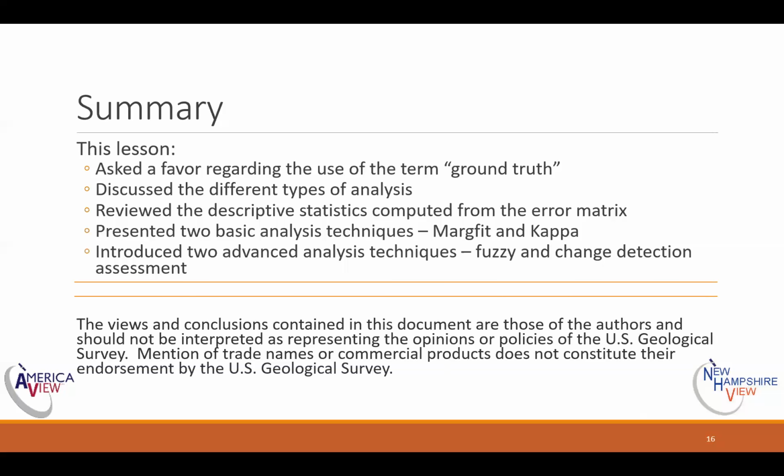We reviewed to make sure that you understood how to get the descriptive statistics overall, producer's and user's accuracies from the error matrix. I presented Margfit and Kappa, 2 pretty powerful techniques that allow you to do some additional analysis in your error matrix once you've got it, and made sure that you understand that there are other techniques as well. And then very, very quickly, I tried to introduce 2 other additional techniques that I thought were very important for you to have a feel for: fuzzy and change detection accuracy assessment.